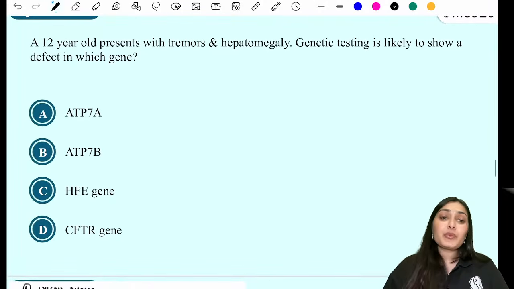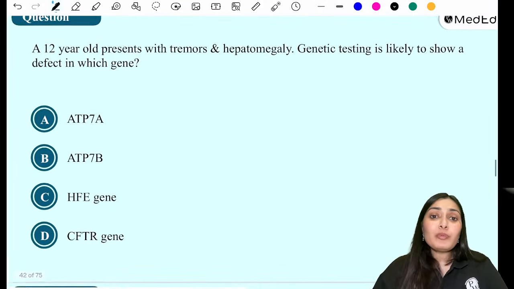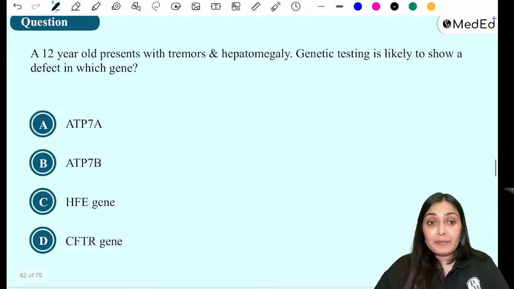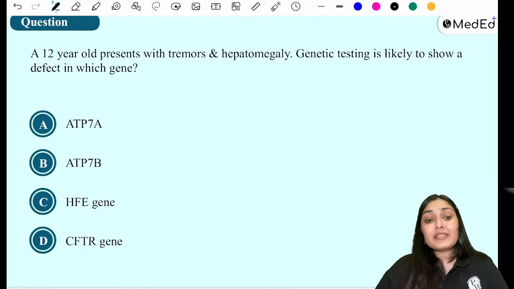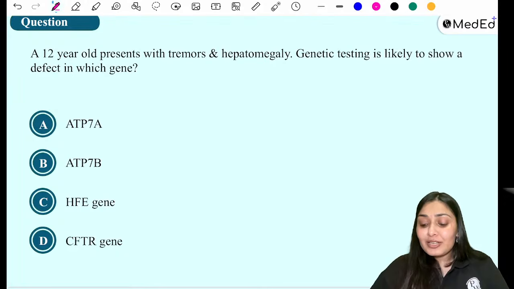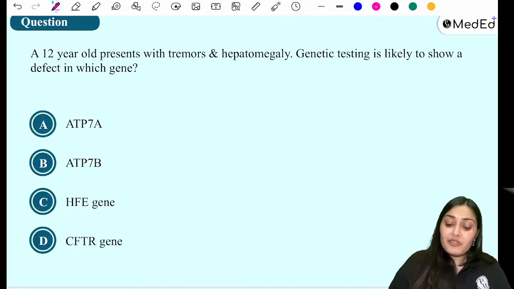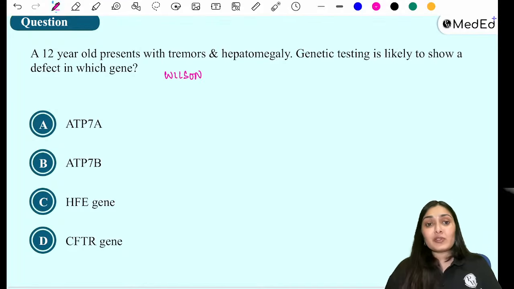Now let's move to the next question. A 12-year-old presents with tremors and hepatomegaly. Genetic testing is likely to show a defect in which gene? ATP7A, ATP7B, HFE gene, or CFTR gene. So what is this condition? Tremors and hepatomegaly. This is classical Wilson's disease, right? You see typical bat wing tremors and hepatomegaly in Wilson's disease.